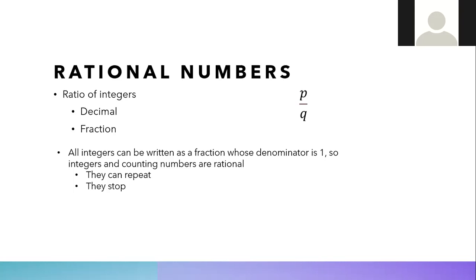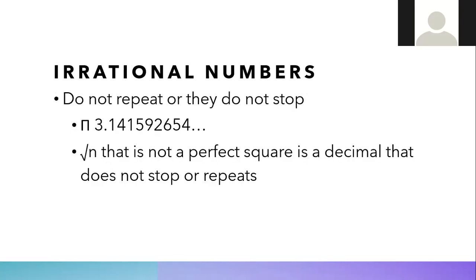On the other hand, we have our irrational numbers. Irrational numbers are numbers that either do not repeat or do not stop. So for example, pi is an irrational number: 3.141592654 and so on. The three dots are an ellipsis. That means it is a continuing pattern for the numbers, and the numbers will continue. It just means that we have shown a small subsection of those numbers.